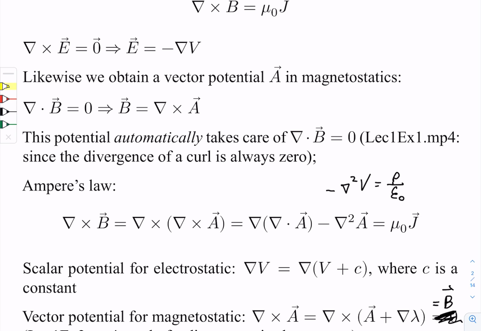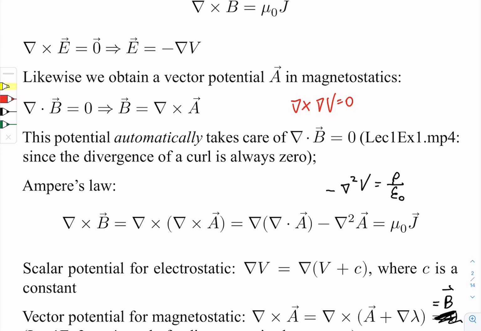And now we can see that if we write down the expression in vector potential, the vector potential takes care of del dot B equals 0 automatically, because the divergence of a curl is always 0. Just like how we made use of the scalar potential V, where del cross del V is 0, the scalar potential automatically takes care of this cross product as well.